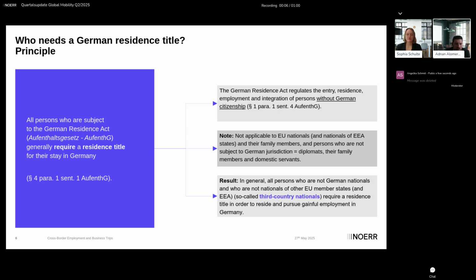So for the next few hours, we will in this regard always refer to third country nationals. All the next steps, all the next things we will discuss, apply to third country nationals, not to German nationals and not to nationals of an EU member state.